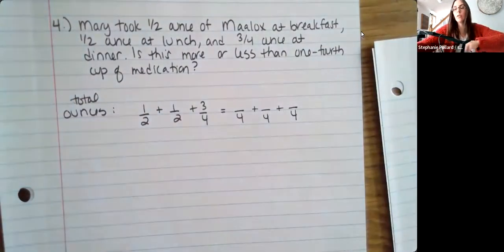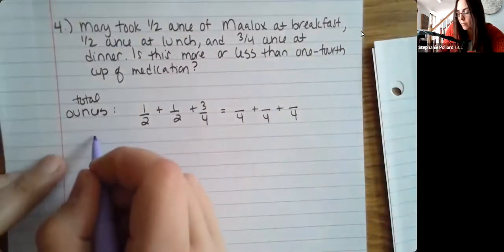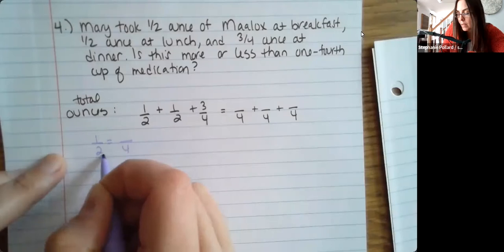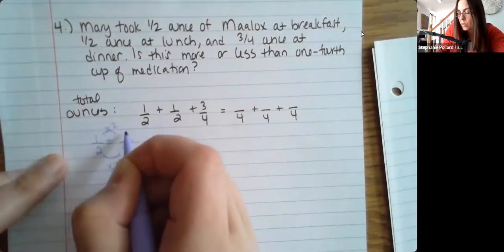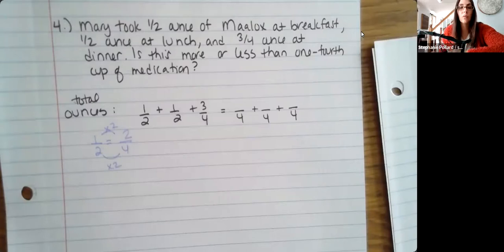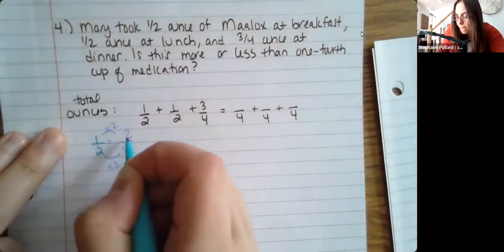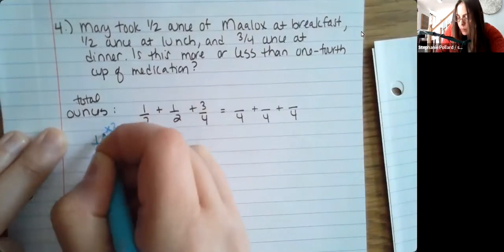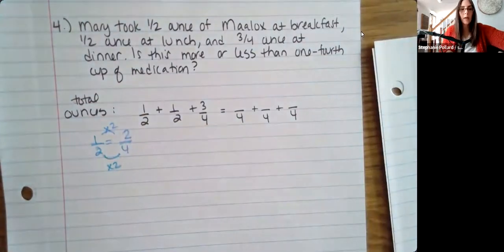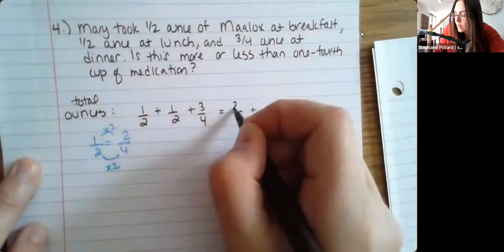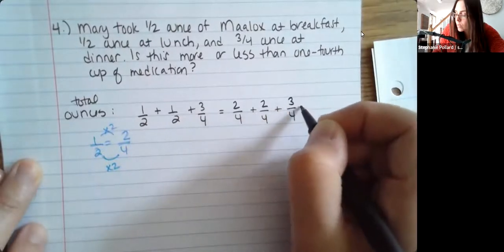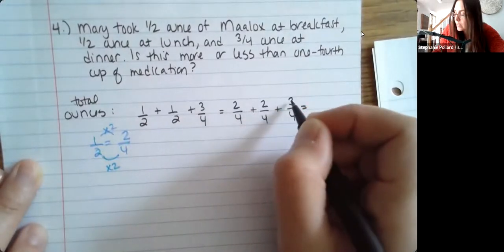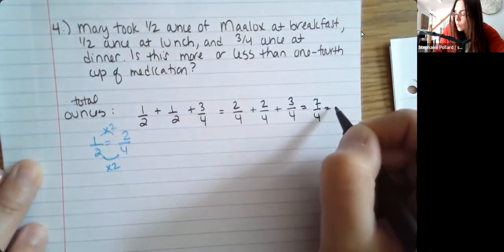So the 1/2 I do have to change over. And if you can do that in your head, feel free. It's a multiplication of 2 here. So we see that 1/2 is the same thing as 2/4. Let's make that a little darker. So each 1/2 changes over to 2/4, and then you also have the 3/4. So 2 and 2 is 4 plus 3 is 7. So you have 7/4, which is the same thing as 1 3/4.